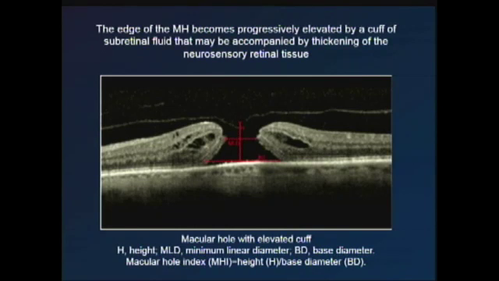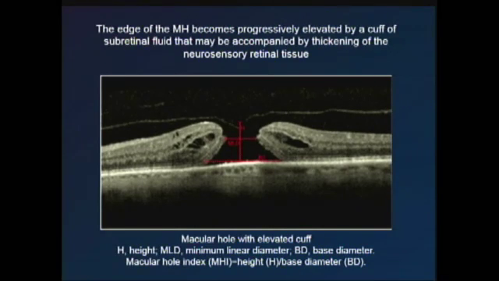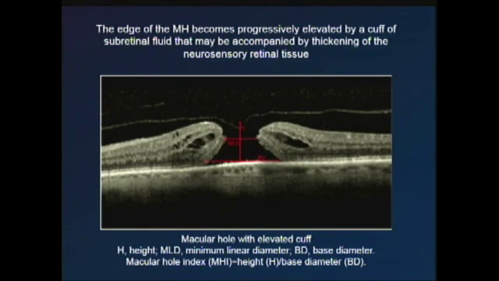So the glial cells are going to contract and keep the hole open. And this is why, when you do macular hole surgery with vitrectomy, the results with ILM peeling are better, because you actually get rid of these glial cell proliferations that are on the ILM and that contribute to the maintenance of an open hole.